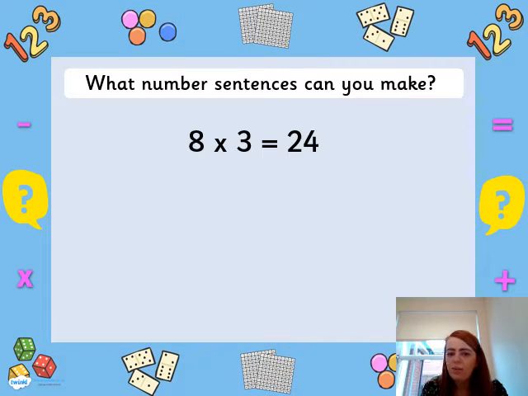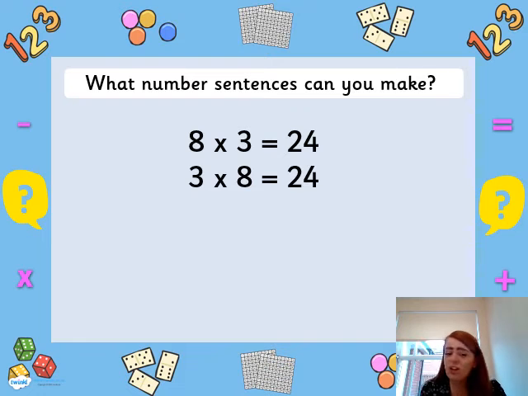Right, let's try another one. This time we've got 8 times 3 equals 24. Okay, so 8, 16, 24. 8 times 3 equals 24. Pause the video and see what other number sentences that you can make.